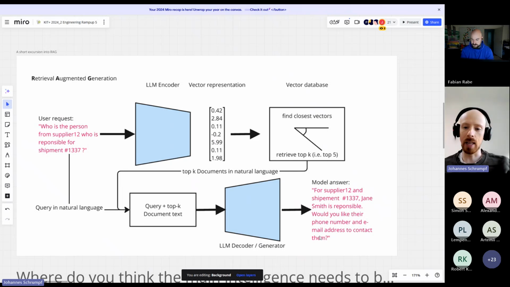And ideally, in our top k documents that we retrieved, was this information contained? So was information contained about supplier 12? Was information contained about shipment 1337? And there was also the information that James Smith is responsible, and maybe it already has access to phone number and email contact, and might be able to provide this to the user based on the information that has been retrieved by the encoder and the vector database in the first step.